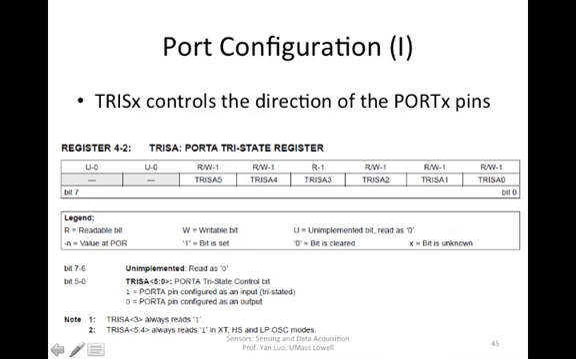This is the table that explains the TRISA register. For this particular chip, we only have 6 of them, from 0 to 5, meaning the number of pins on port A. So we have TRISA5 through TRISA0. If you put 1 on these values, then that pin is configured as an input. And if it's 0, it's configured as output.